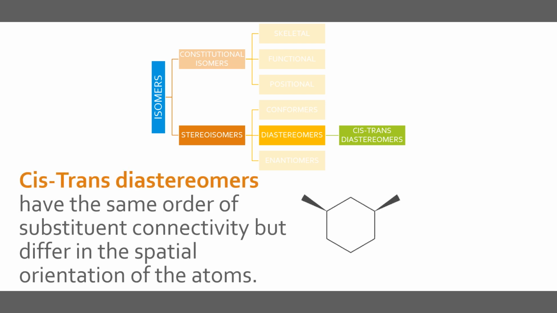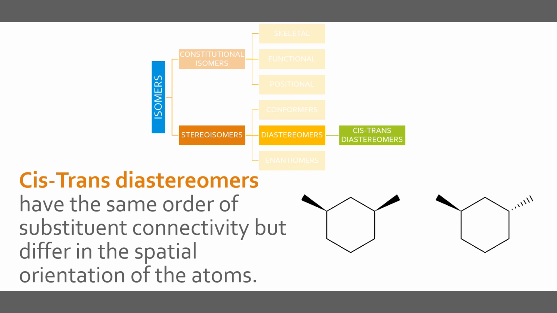Cis-trans diastereomers have the same order of substituent connectivity but differ in spatial orientation of the atoms. On the screen, you will see examples of 1,3-dimethyl cyclohexane. On the left is a cis 1,3-dimethyl cyclohexane, and on the right is a trans 1,3-dimethyl cyclohexane.